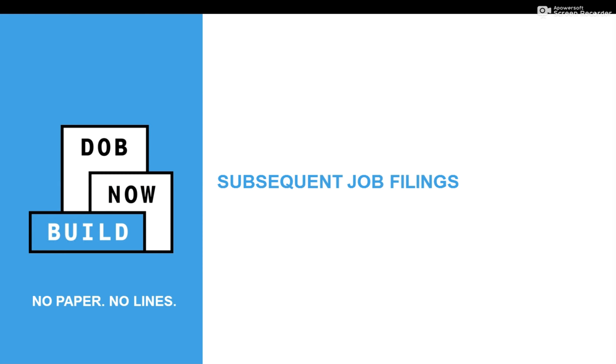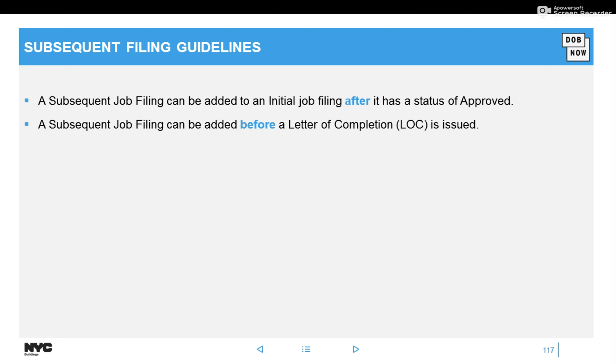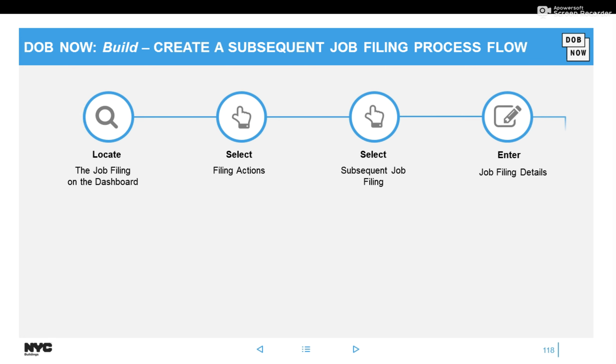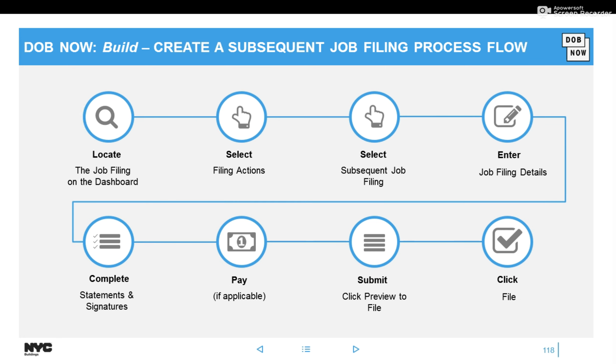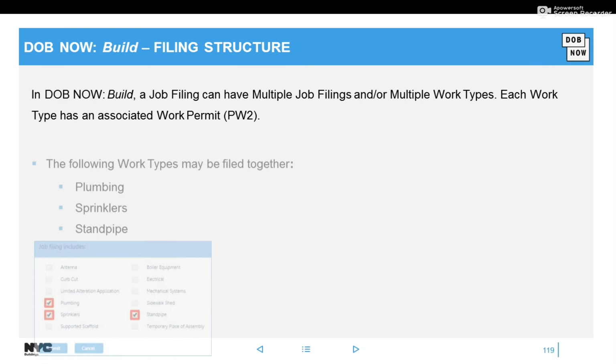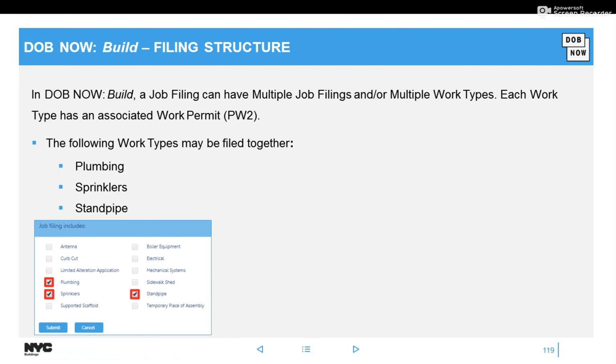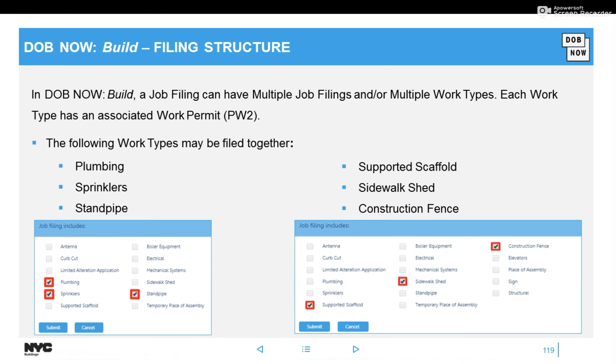Subsequent. So just to recap again on subsequent, remember you could add it to the initial job filing after it has a status of approved, but before the initial job is signed off. Once the initial has been approved, you could add how many subsequents you like, and you would do so before the initial has been signed off. So I have a little video here to show you how that's done. And just to recap, you could group plumbing, sprinkler, standpipe together, or scaffold, shed, and fence. All of the available work types other than those must be filed separately.